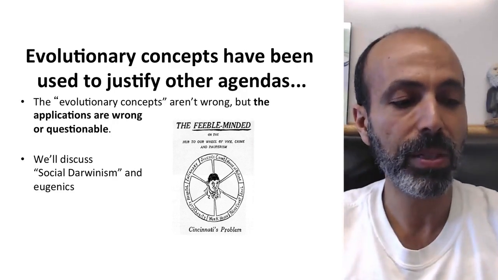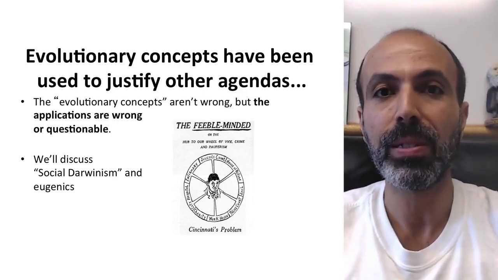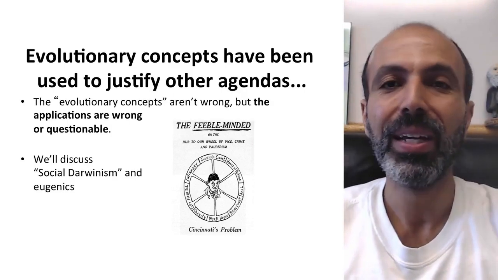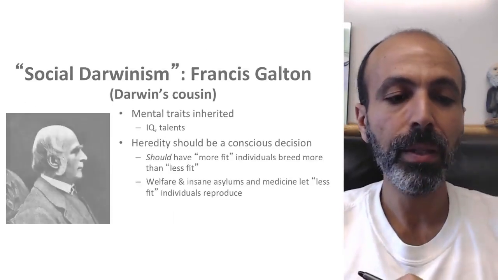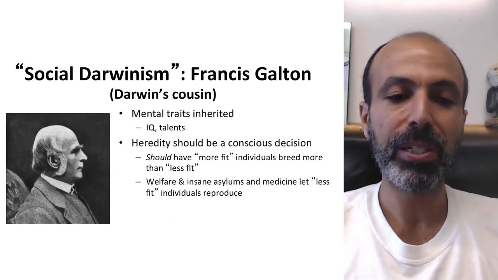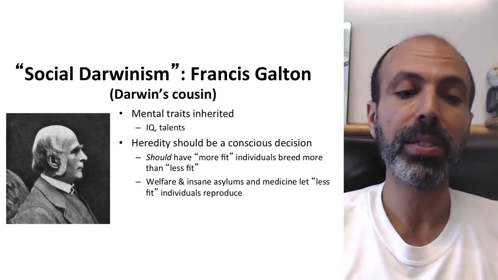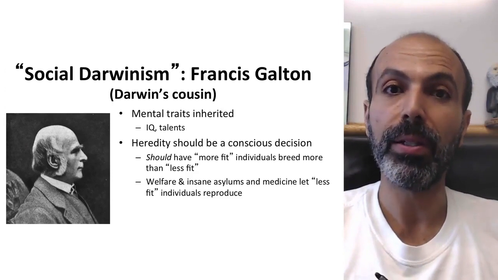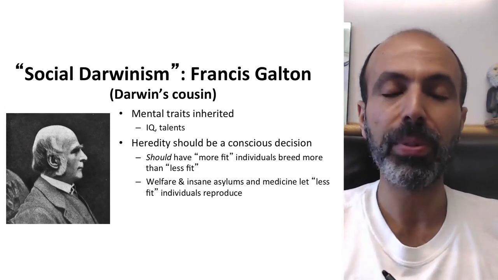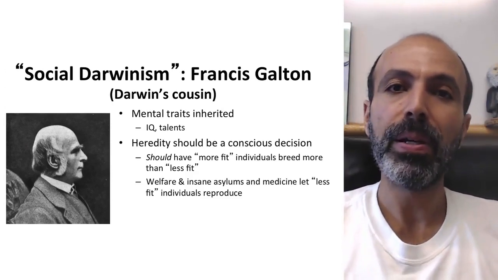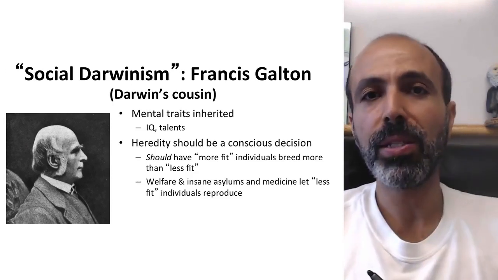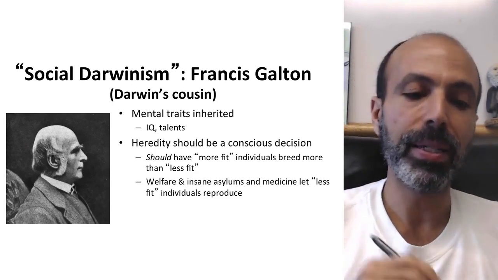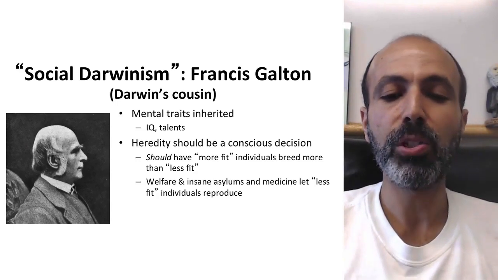Let's get into this, and we'll discuss both social Darwinism, as it's sometimes inappropriately called, and eugenics. Now, social Darwinism was popularized by Francis Galton, who was actually Darwin's cousin. And he pointed out correctly that a lot of mental traits are inherited, so things like IQ have a high heritability and various other talents. But what he then suggested from this, which is not as good, is that heredity should have a conscious decision.